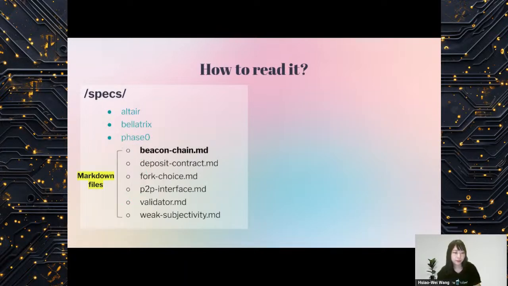So, for example, if you want to read the Phase Zero specs, you can see there are different markdown files in it. And the beacon-chain.md is the entry of the beacon chain consensus. So I would recommend, if you want to read it, to start from this file. And there are also other different components for the CL. For example, fork choice: we define the fork choice logic in this file. And the networking is in the P2P interface markdown file. Yeah. And for future forks, there could be more components that we will add.